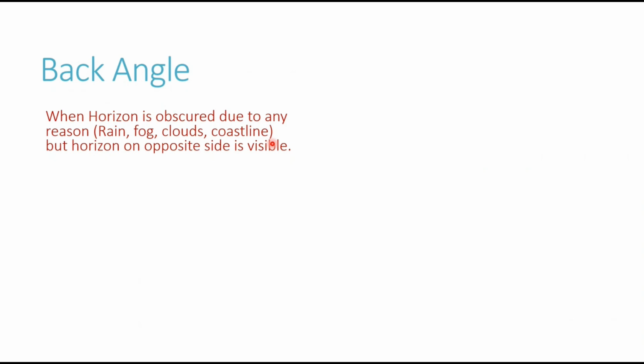Now let us say the sun rose and at about 9 o'clock, 10 o'clock, you went on the bridge and you wanted to take a sight, but you will have the coastline and the horizon will not be visible to you. Now this is where the back angle technique can help you. Instead of using the horizon in the direction of where the body is, we can use the horizon opposite to it and obtain the altitude of the body. Now, how is it done? Let us try to understand using a diagram.